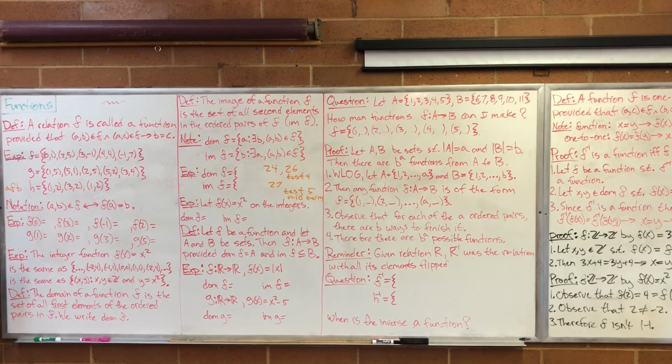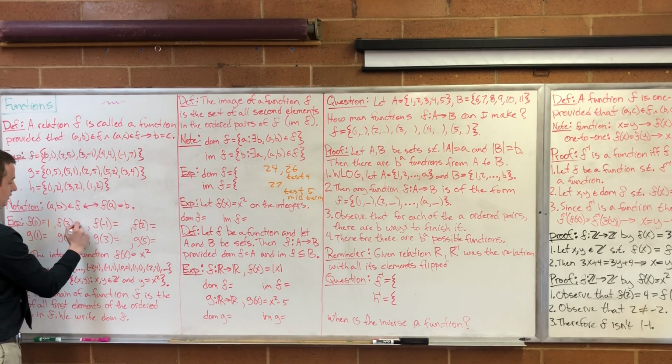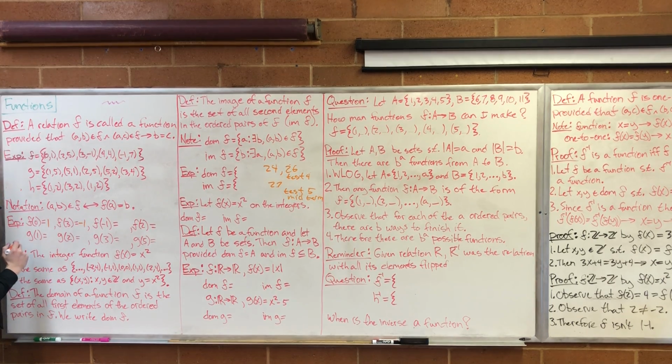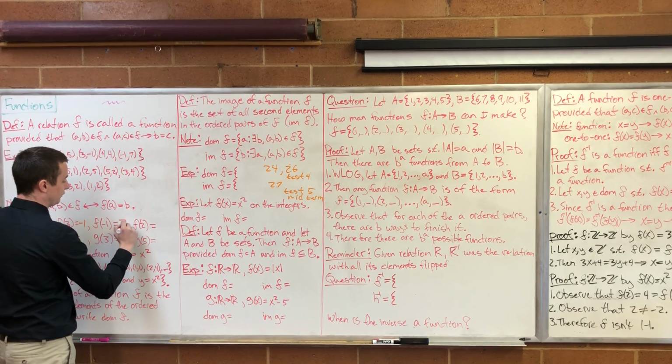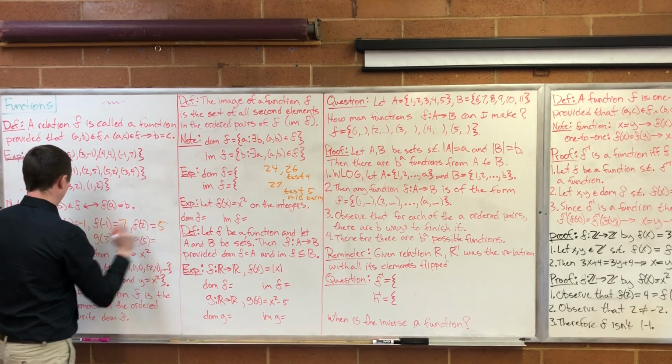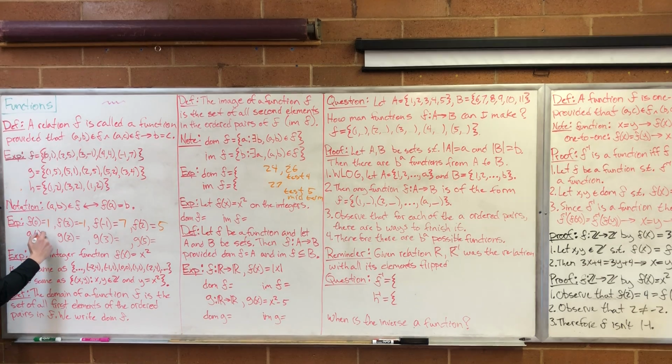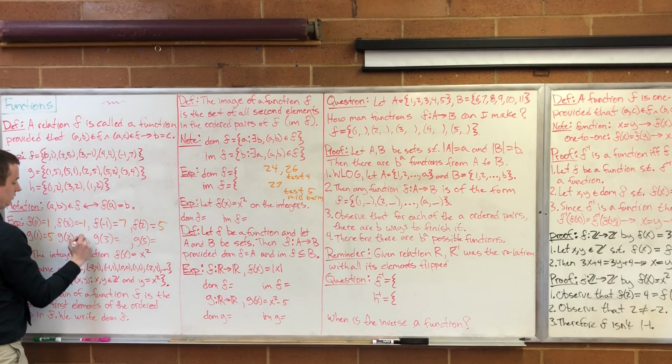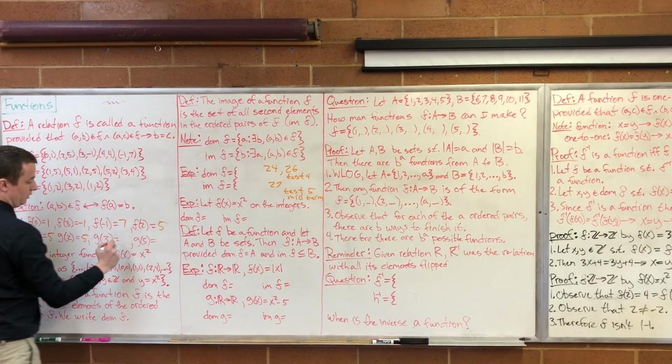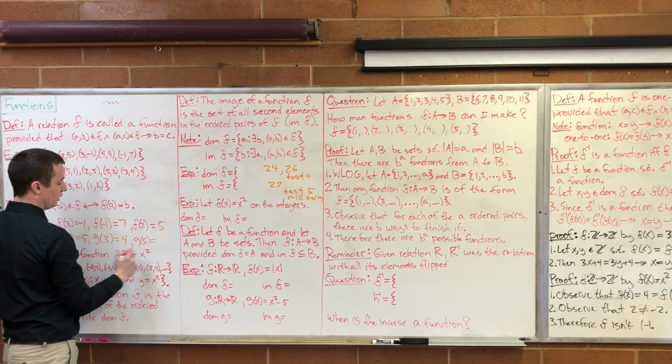Make sense? Just notation. So looking at these functions up here, what's F of 0? 1. What's F of 3? Negative 1. What's F of negative 1? 7. What's F of 2? 5. Similarly, what's G of 1? 5. What's G of 2? 5. What's G of 3? 4.